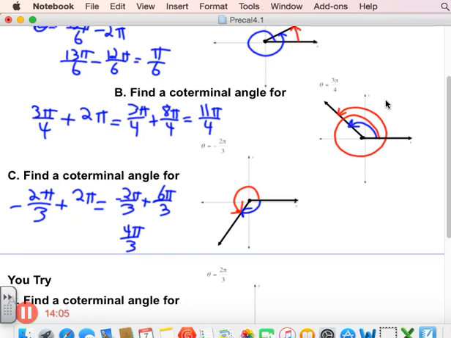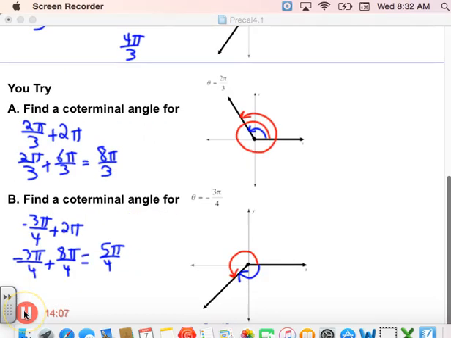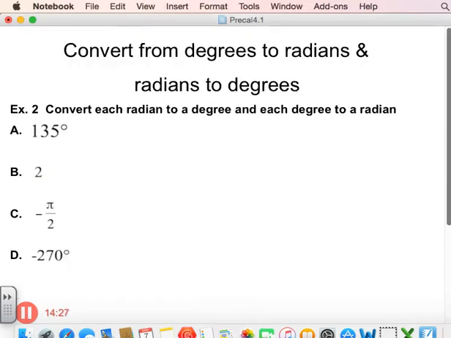So I'm going to pause the video real quick. You guys try these next few. Your coterminal angle is 8 pi over 3, and for B it's 5 pi over 4. And right there you can see the drawings. The blue angles are the angle you were given, and the red ones are a coterminal angle you found. Now you could have found different ones if I added 2 pi on both of them. If you subtracted 2 pi, you could have found a different coterminal angle that could be correct. Okay, so there's multiple right answers on those sometimes.